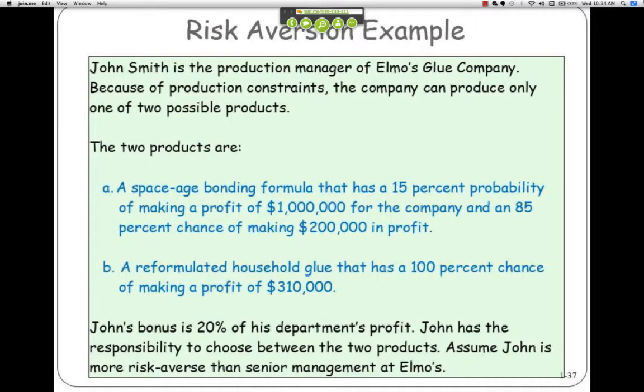How many of you have heard of net expected value? That's the game here. What's the net expected value for the company for B? 100% times 310,000 is 310,000, right? What's the net expected value of A? It's 0.15 times a million, and 0.85 times 200,000. Anybody do that math? 320,000.